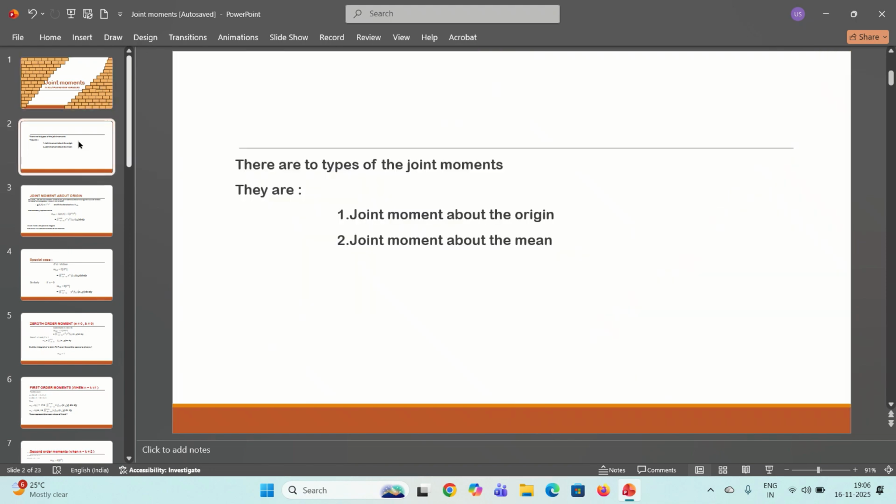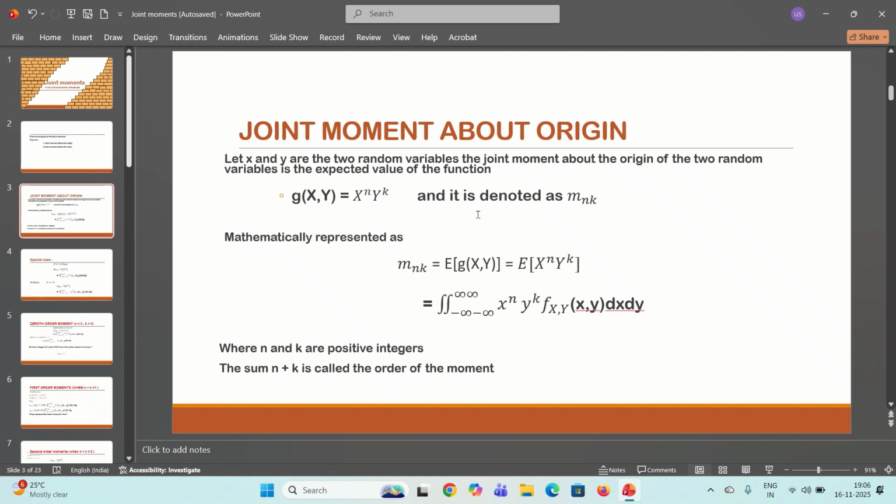There are two types of joint moments. They are joint moment about the origin and joint moment about the mean. First of all, we see joint moment about the origin.